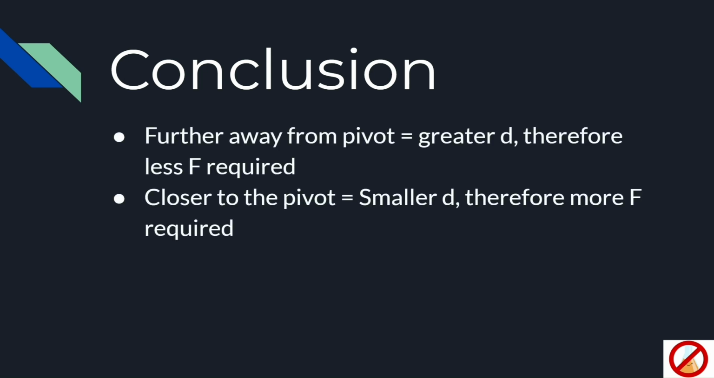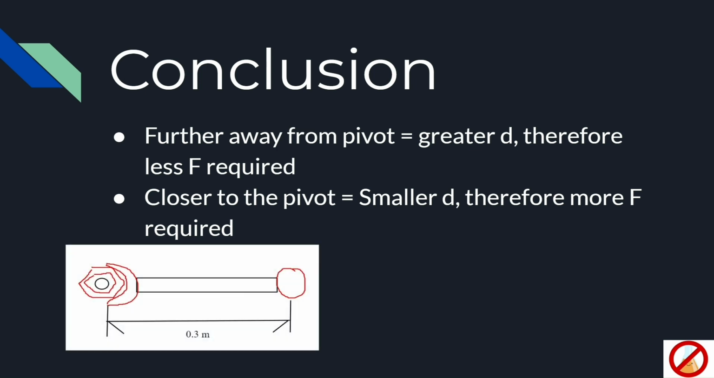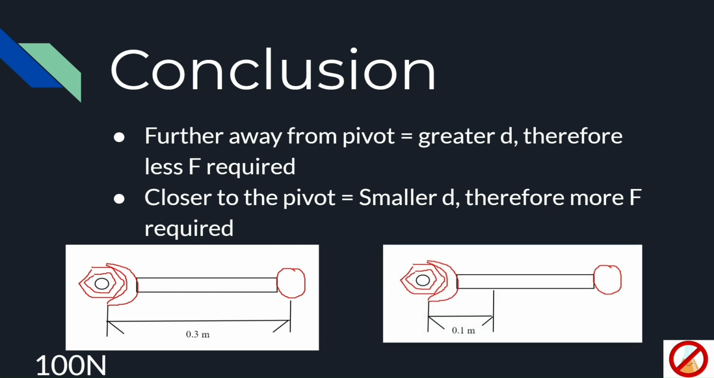So this will eventually lead us to a conclusion, and the conclusion is, if we are further away from the pivot, the distance will be greater, therefore we require less force to turn it. Whereas if we're closer to the pivot, we will have a smaller distance, then we need more force to turn. And this can be proven by the equation and the screw example. If we place our hand 0.3 meters away from the pivot, we will only need 100 newtons of force. Whereas if we place our hand 0.1 meters away from the pivot, we will need 3 times as much force, which is 300 newtons. So this is why you feel like it's easier to turn something when you hold it further away from the pivot, and it's harder to turn when you hold it closer to the pivot.